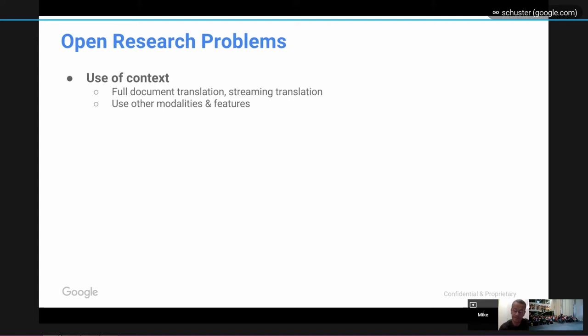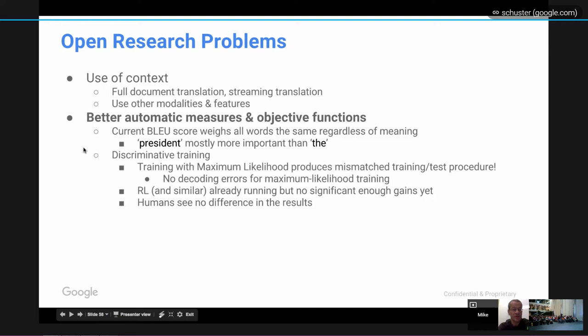What we also need is better automatic measures and objective functions. So the current BLEU score that we use weighs all words the same regardless of meaning. So we have the word president has the same weight as the word the, and usually the word president is much more important to translate. So we need to fix that.